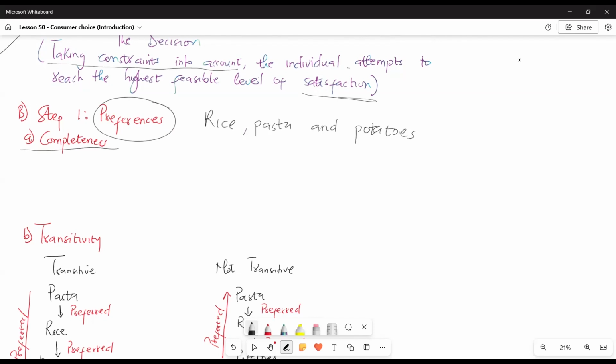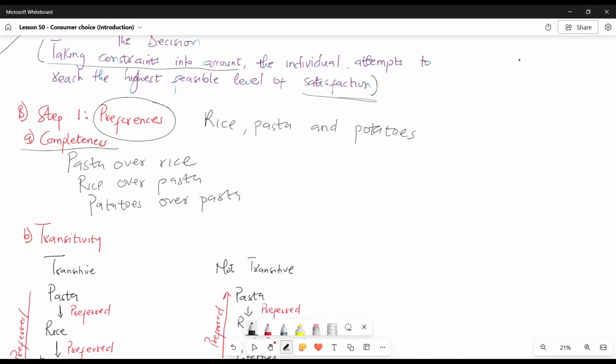So what do we mean by complete preferences? The completeness assumption implies that a consumer, when faced with different bundles, can tell us which one he or she prefers, or whether he or she is indifferent between them. For instance, if I give Ella pasta and rice and potato, she should be able to tell me that she either prefers pasta over rice, or rice over pasta, or potatoes over pasta. She could even say that she's indifferent between them, which means that she likes them equally.